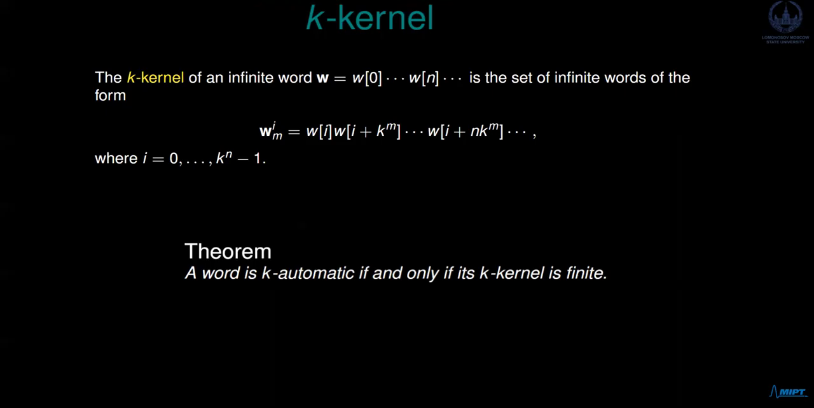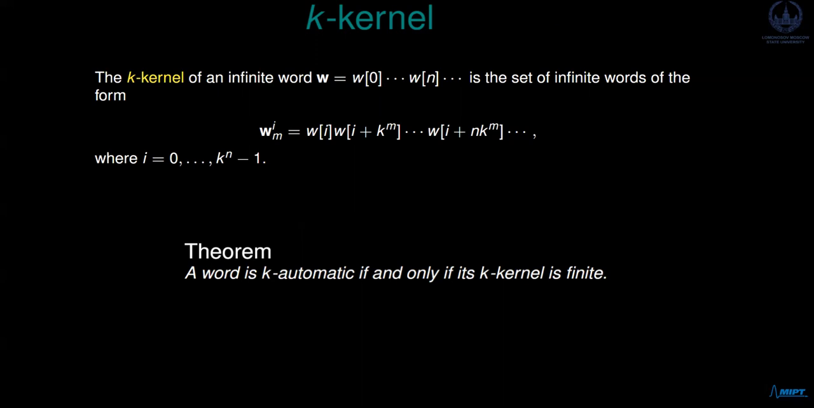K-kernel. Let's now introduce the concept of a k-kernel, which is fundamental to understanding k-automatic sequences. A k-kernel provides a powerful way to describe the regularity and structure of an infinite word. What is the definition of the k-kernel? The k-kernel of an infinite word w = w0 w1 w2 ... is a set of infinite words that are derived from w by selecting elements at regularly spaced intervals, determined by the base k.